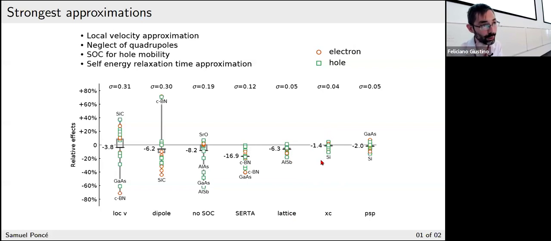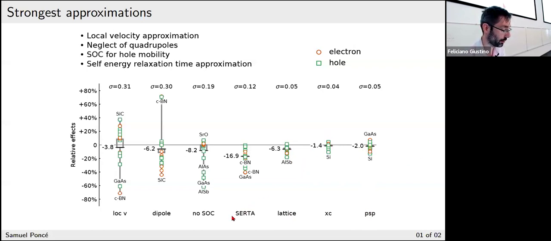Admittedly, I only tested two, so I did LDA and PBE. But you see the difference between LDA and PBE is really not so much. And this is the same functional, but using different pseudopotentials from a different library. And again, you get at most, I don't know, 15, 20% relative difference.